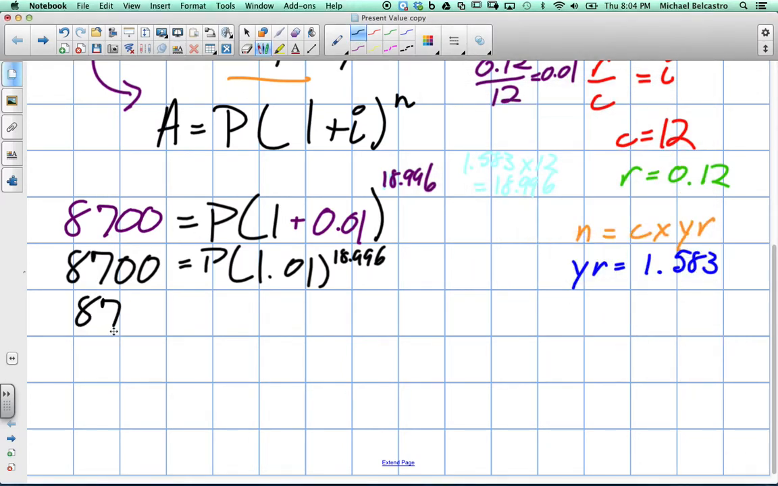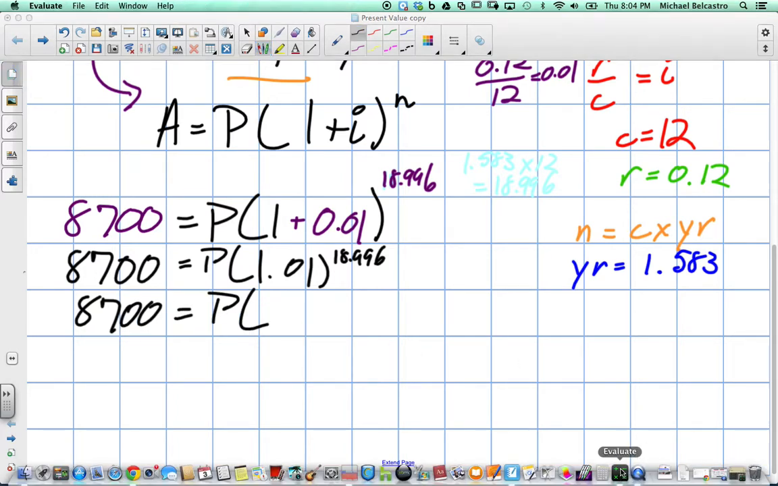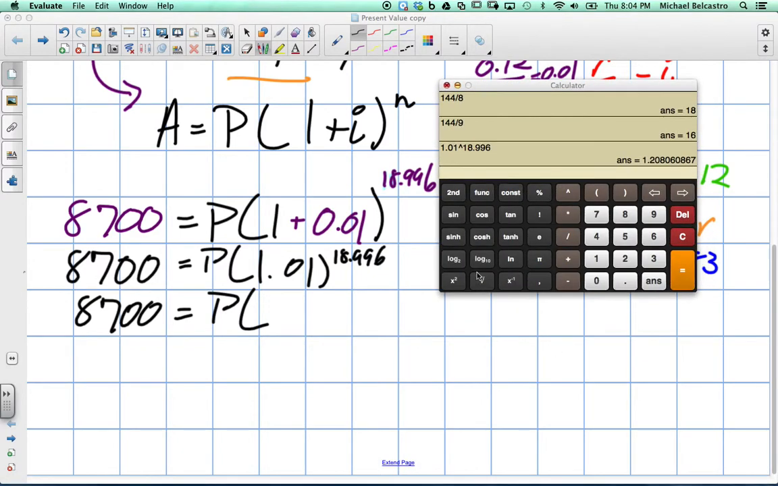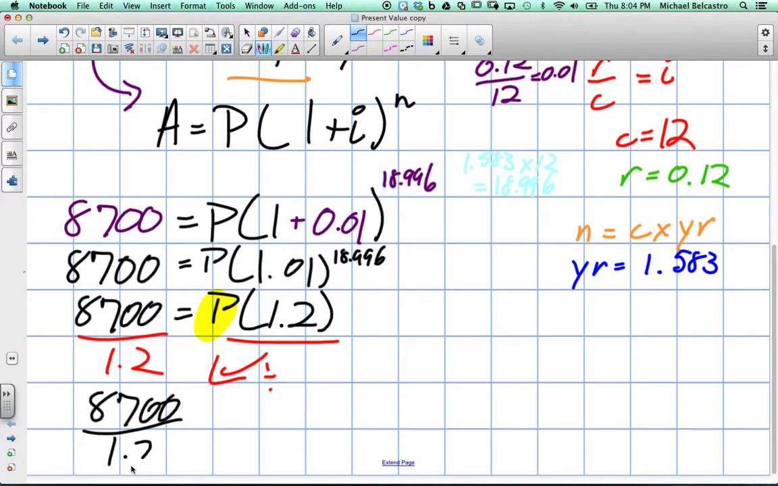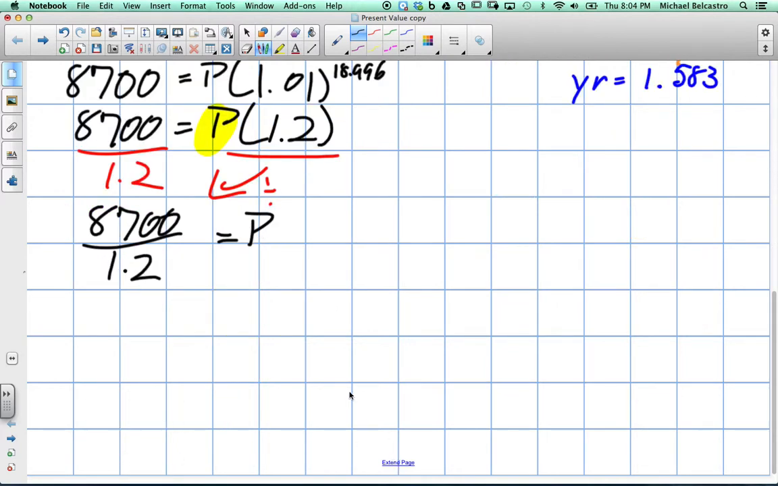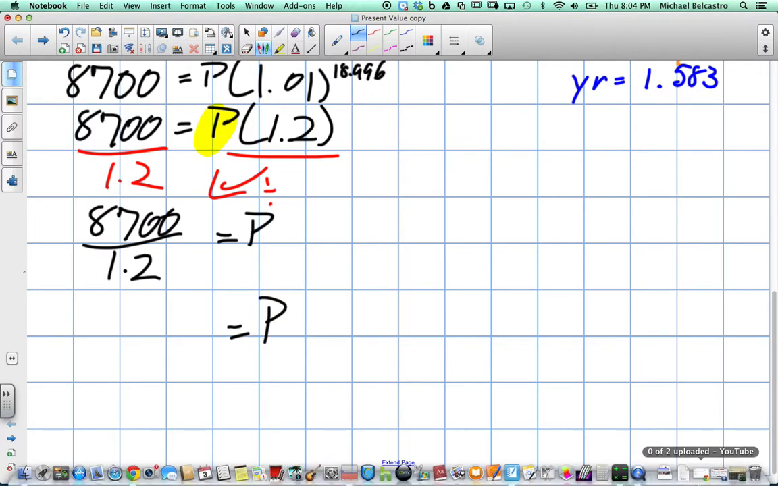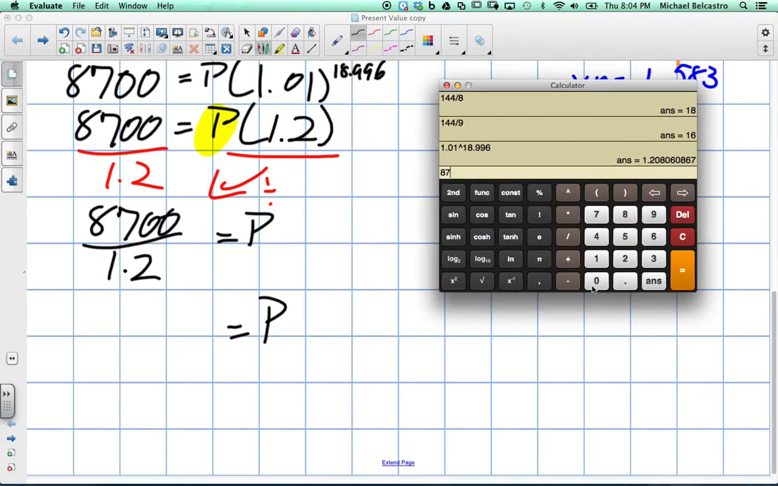So we have 8,700 is equal to P times, what did we say that number was? Here it is, 1.2. And again, the goal is to just get P by itself. So P represents our present value. How do you do that? When we bring it over, we're going to divide by 1.2. So we get 8,700 divided by 1.2 is equal to P, which represents the present value that we put in now.